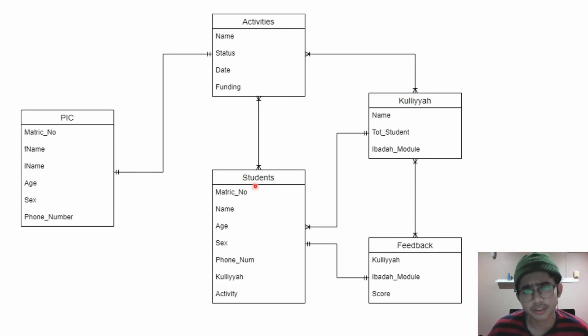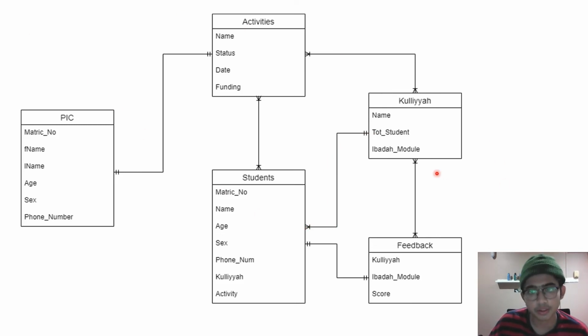For the student entity, the attributes are metric number, name, age, sex, phone number, kuliah, and activity. So the relationship between the kuliah and student entities for the kuliah is 1-to-1, and for the students is 1-to-many. And this is because one student can only have one kuliah, but one kuliah can have a lot of students.